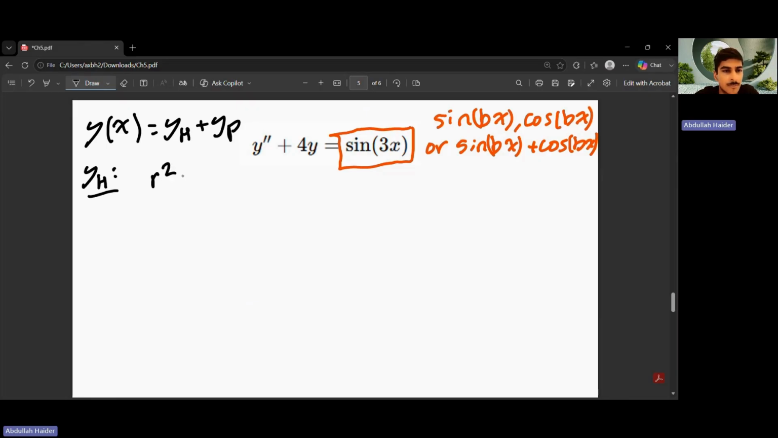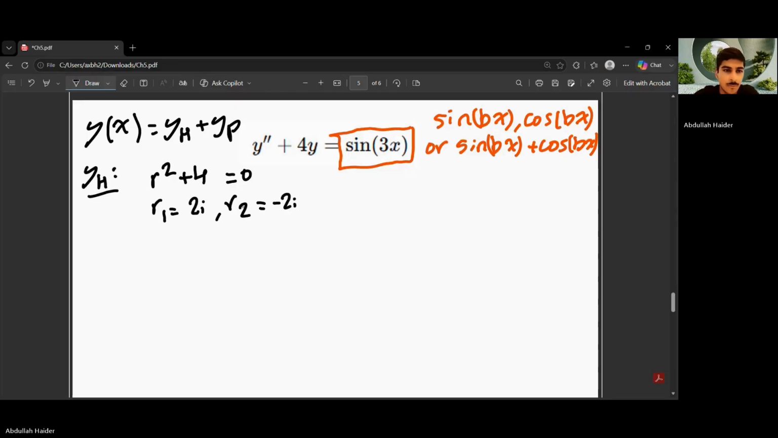r squared plus 4r is equal to 0. Oh no, mistake. I would have 4r if there was a y prime, but since we have a 4y, we always take the coefficient of the y, which is 4. So we get r1 is equal to 2i, and r2 is equal to negative 2i. Now notice that these roots are complex.